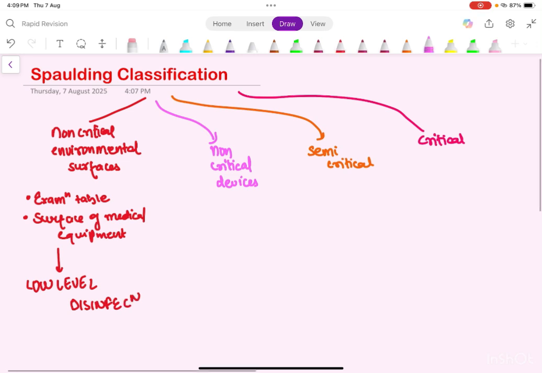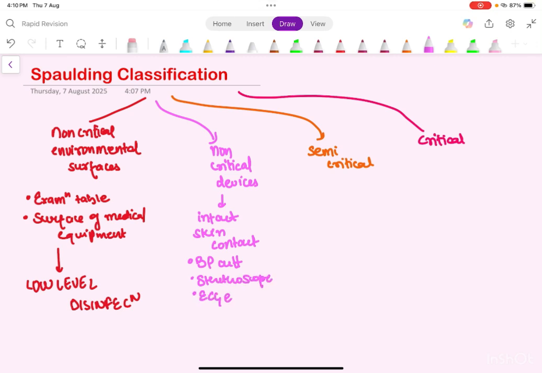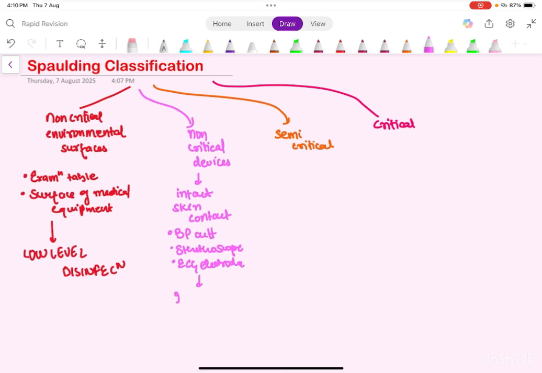So in non-critical devices, basically there's contact with intact skin surface, so intact skin contact. Examples are BP cuff, stethoscope, ECG electrode. Here we require intermediate or low level disinfection.